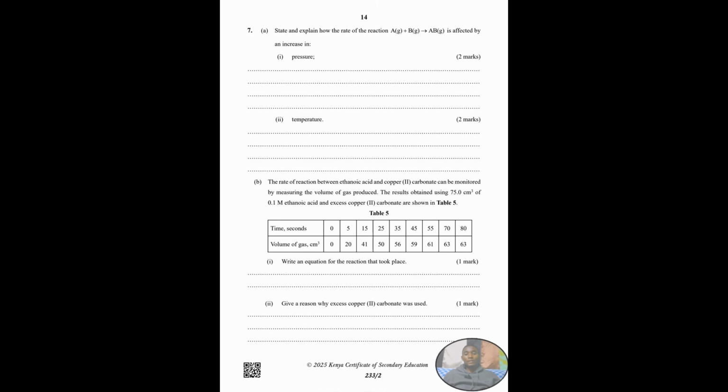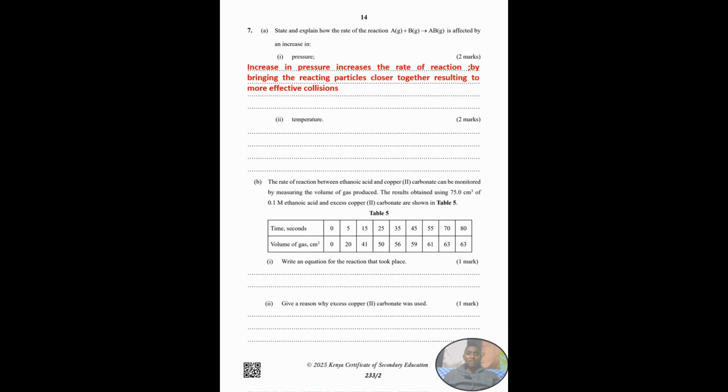Question number 7, part A. State and explain how the rate of reaction A gas plus B gas forming AB gas is affected by an increase in pressure. We know some of the factors that affect the rate of a reaction: pressure, which affects mostly reactions that involve gases, and also temperature, which affects the rate of any reaction that is taking place.